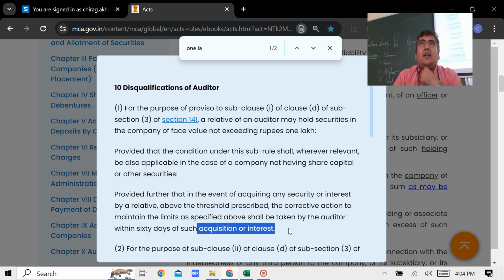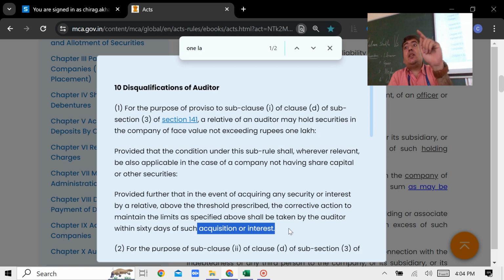But I have to tell this: this provision, these rules, I don't want to entertain. Why? It is violating the right of privacy, which is provided under the constitution of this country. How come it is violating the privacy?